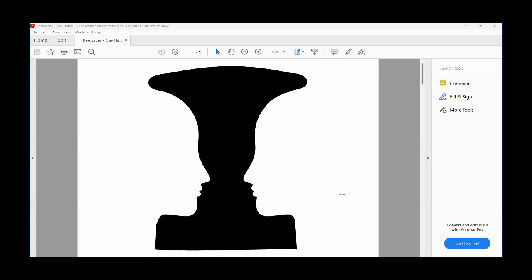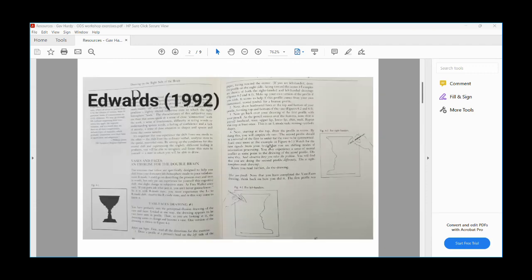So hopefully you've got all the exercises now that we've sent you. You'll see that there was the fast-faced drawing exercise from Edwards. If you want to go through that again, have a go. Always good to do. Even revisit it in a few years' time. It's a really great exercise to do.